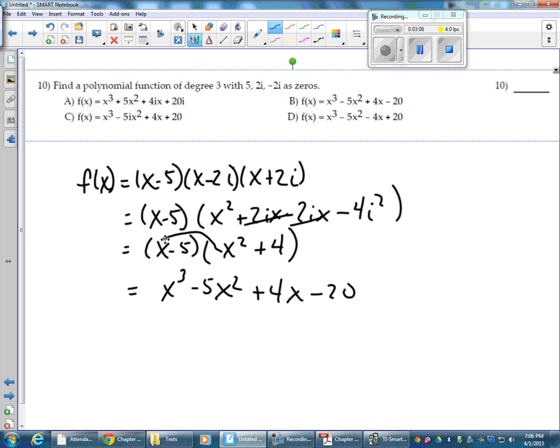X times x squared is x cubed. Minus 5 times x squared is minus 5x squared. 4 times x is 4x. And then minus 5 times 4 is minus 20. And that's our answer for number 10.